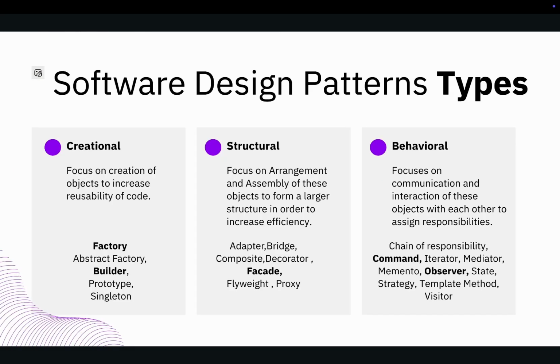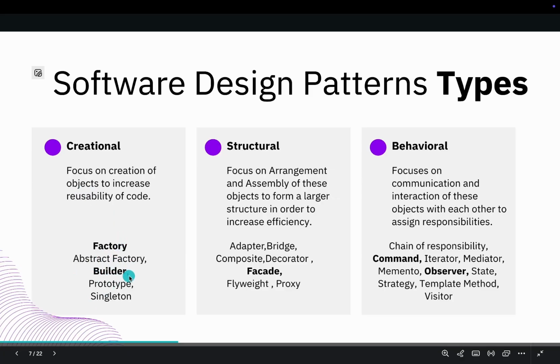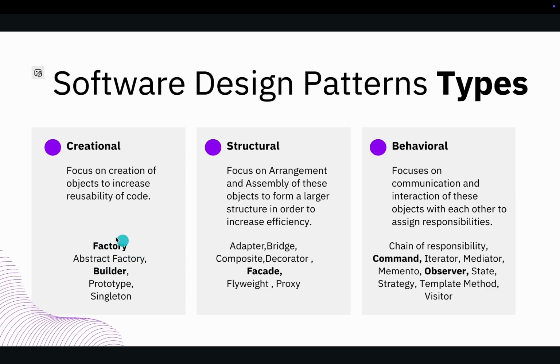Let's understand the types of software design patterns. Broadly, software design patterns can be classified into three types. First is creational. Creational design patterns deal with the creation of objects, because in object oriented programming we create objects using various classes, and creational design patterns are used to handle all that, and they increase reusability of code. Following are the creational design patterns, and the highlighted ones we will talk about later in this video.